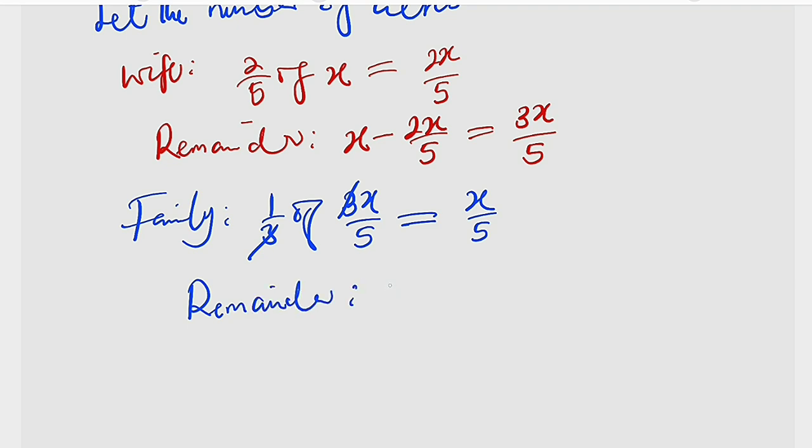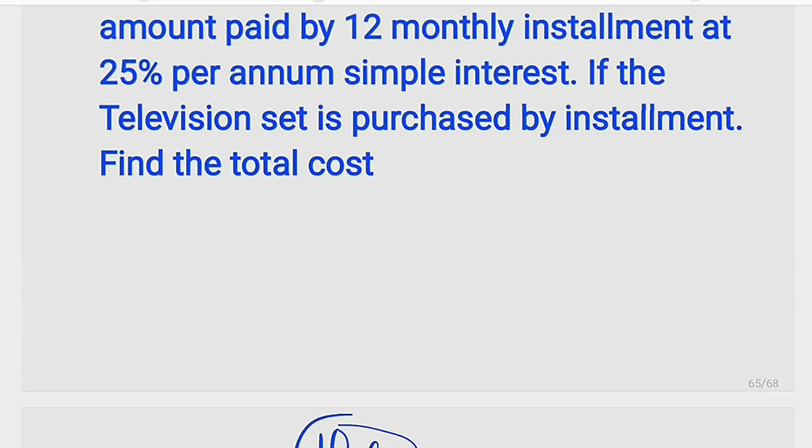The remainder will be 3x divided by 5 minus x divided by 5, because this is the share which the family received out of this, so we have to subtract it in order to get the remainder. This will be 2x divided by 5. Let's continue reading the question.